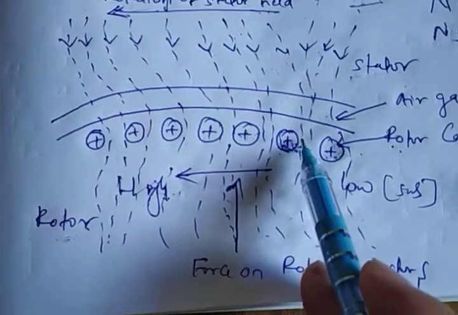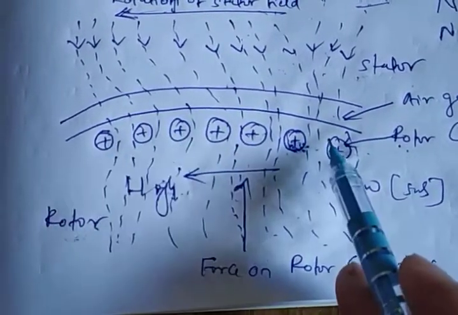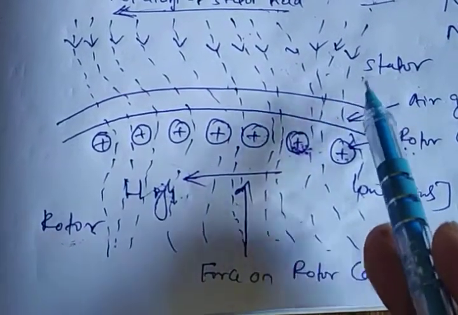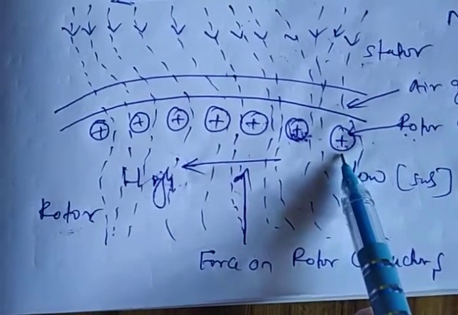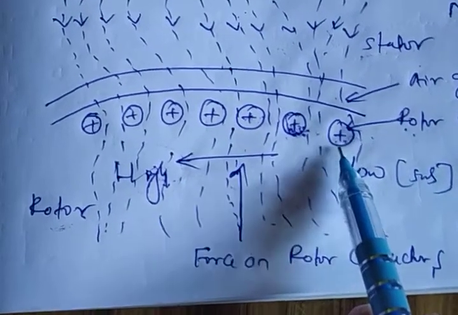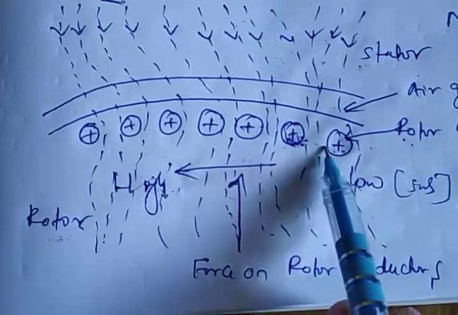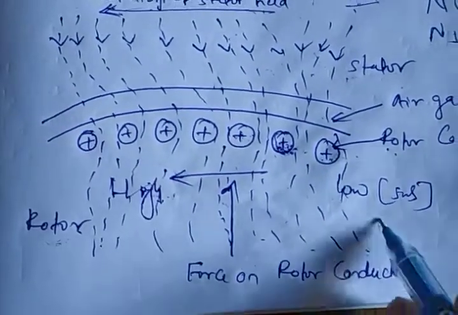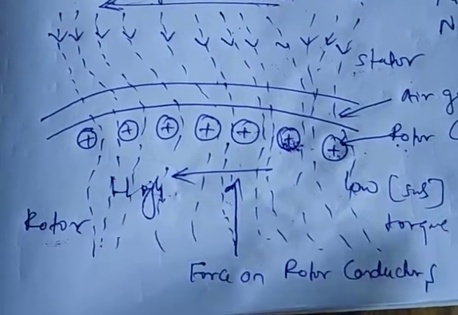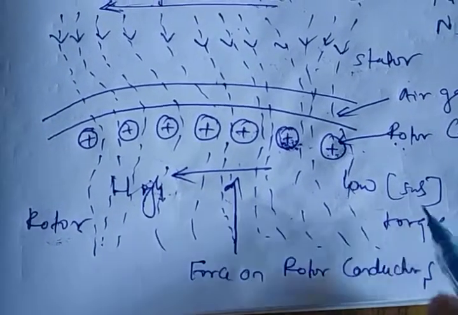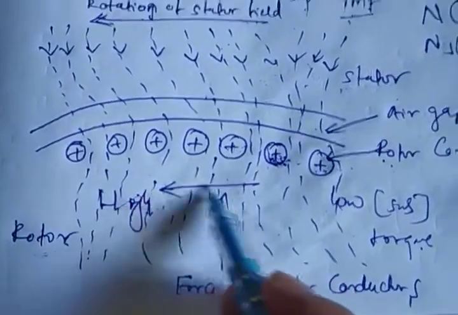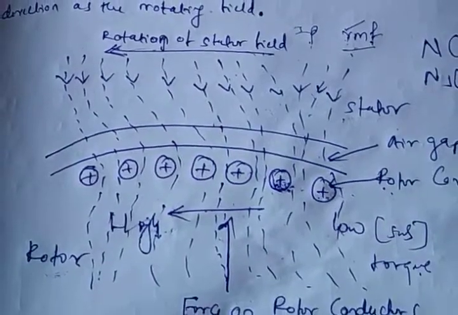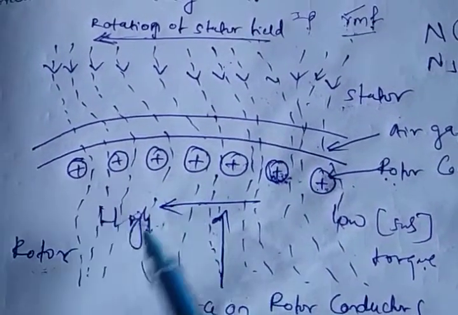So the current-carrying rotor conductors are placed in the magnetic field produced by the stator. Consequently, a mechanical force acts on the rotor conductors. The sum of the mechanical forces on all the conductors produces the torque. This torque tends to move the rotor in the same direction as the direction of the magnetic field. So it means that the motor starts rotating.